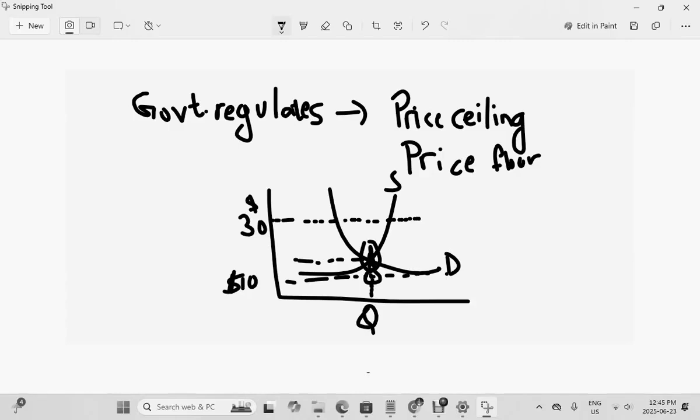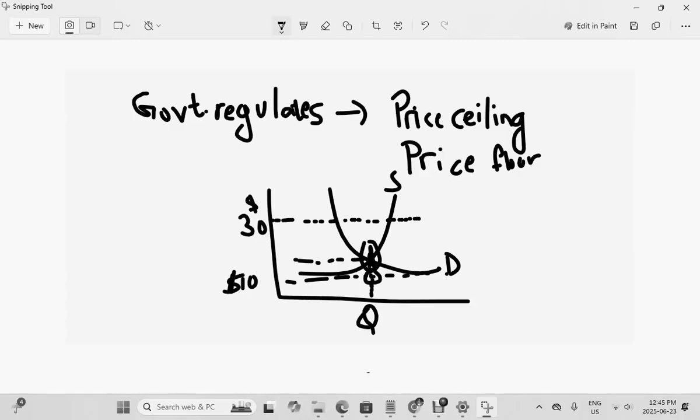So basically, this is your price floor, and the quantity of labor stays the same as long as you have a price floor over here. So for a $10 an hour minimum wage, the quantity of labor will stay the same. It won't change.